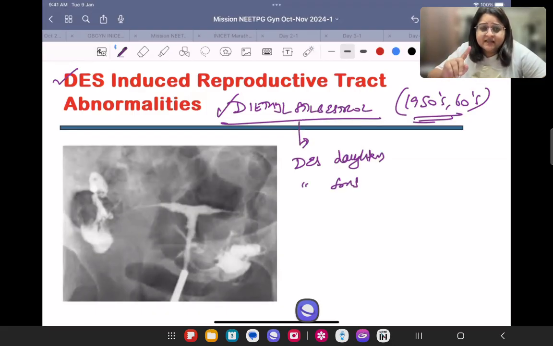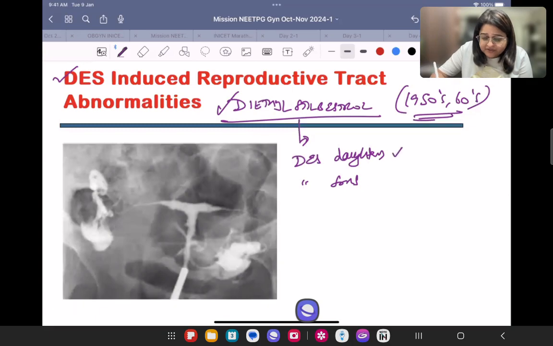So DES and thalidomide are classical examples of teratogens. Although they have long been banned now, nobody uses them anymore. They are classical examples of teratogens, and a lot of studies have been done. Isliye they like asking this in the exam still, because they're very, very classical examples of how teratogenicity happens.